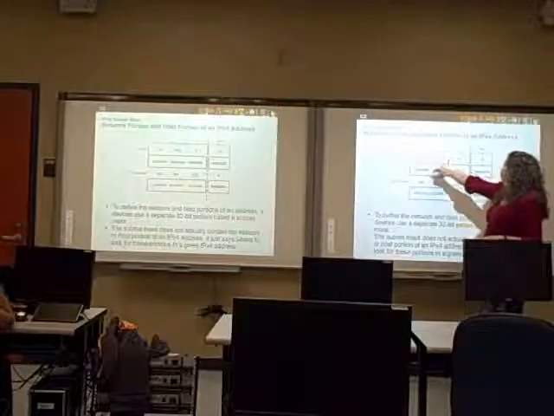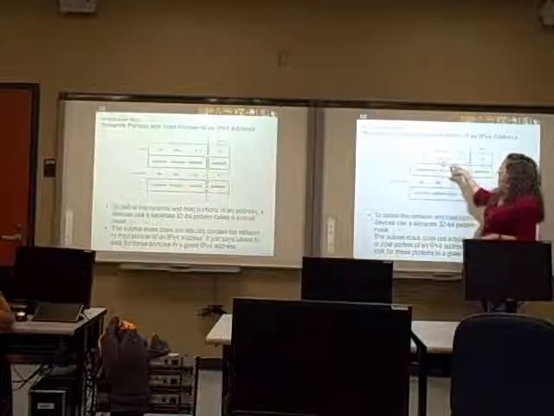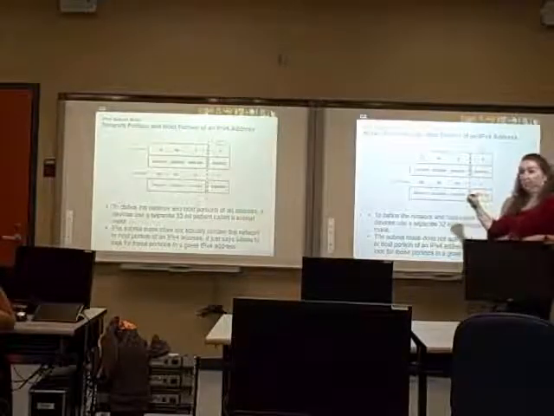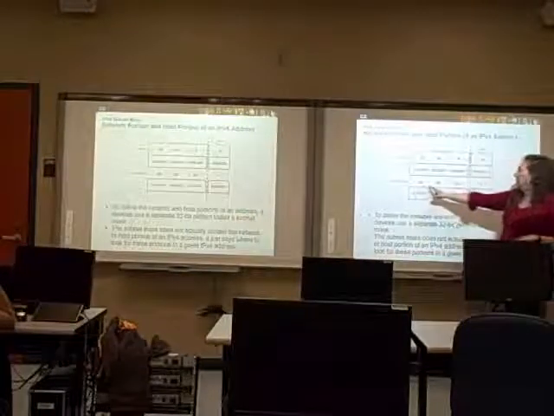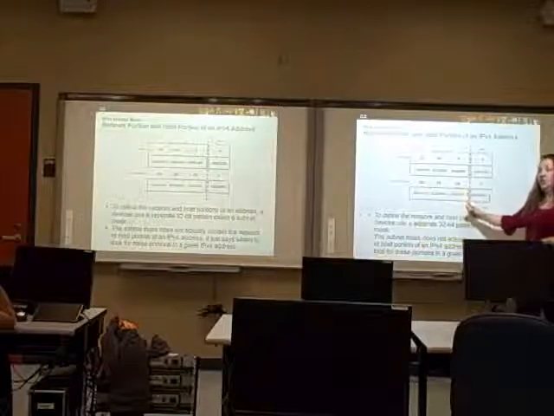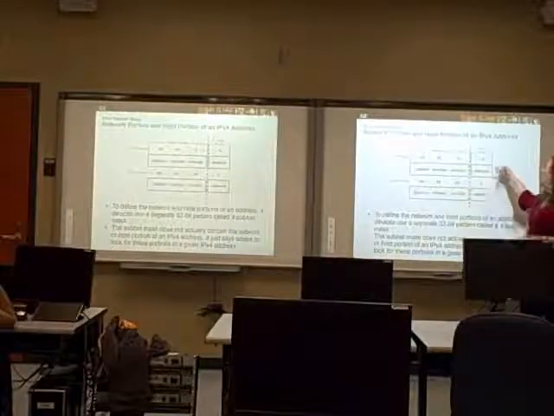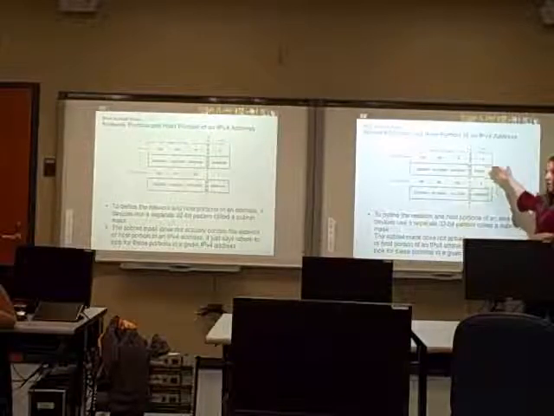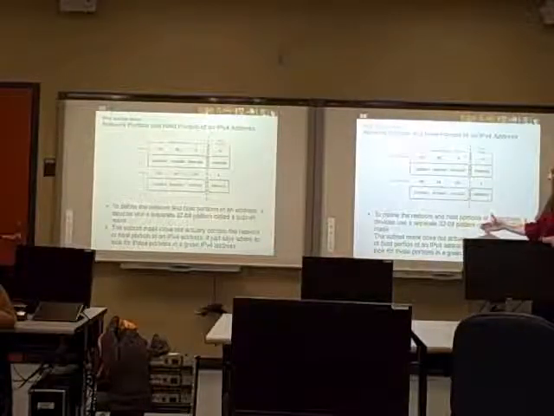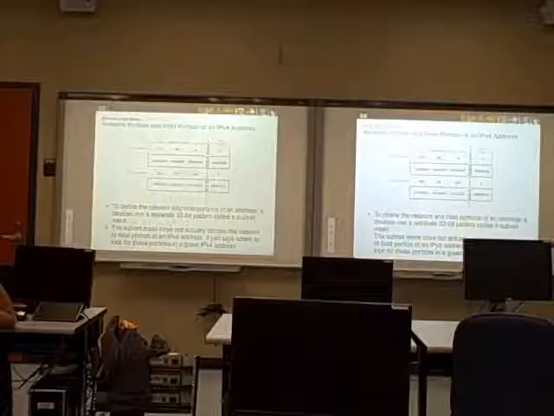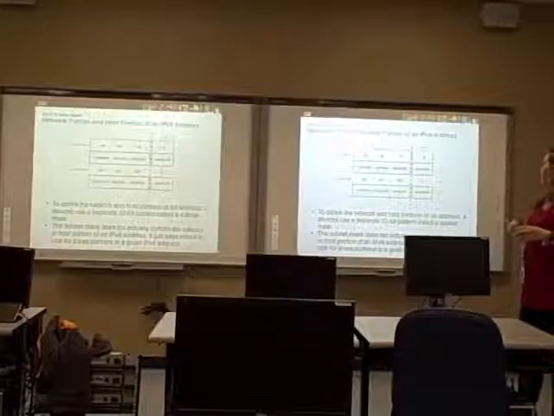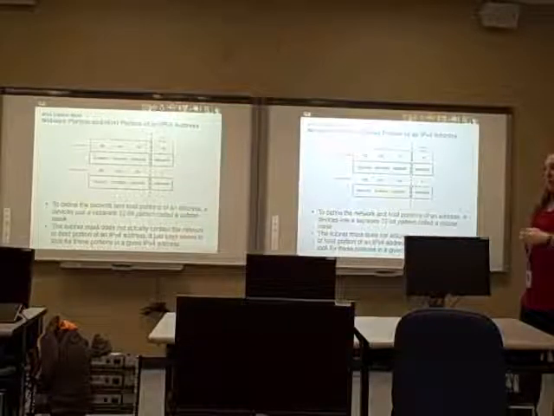Here's an IP address. 192.168.10.10. My subnet mask tells me that the first 24 are turned on. So I know that this last 8 here are my host address. Okay? So to find the network and host portions of an address, a device uses a separate 32-bit pattern called the subnet mask.